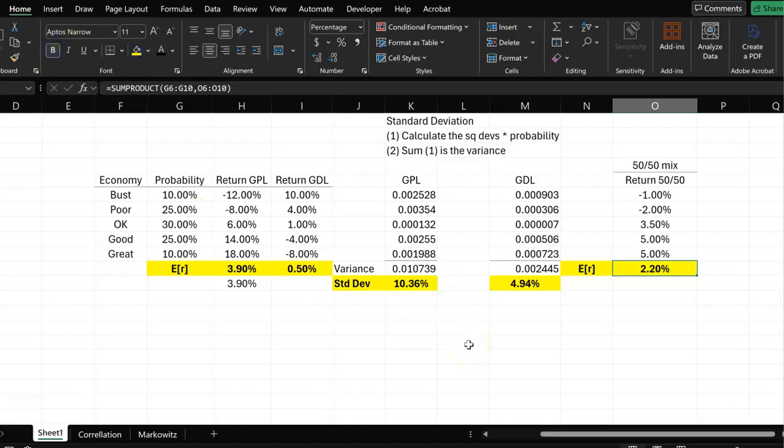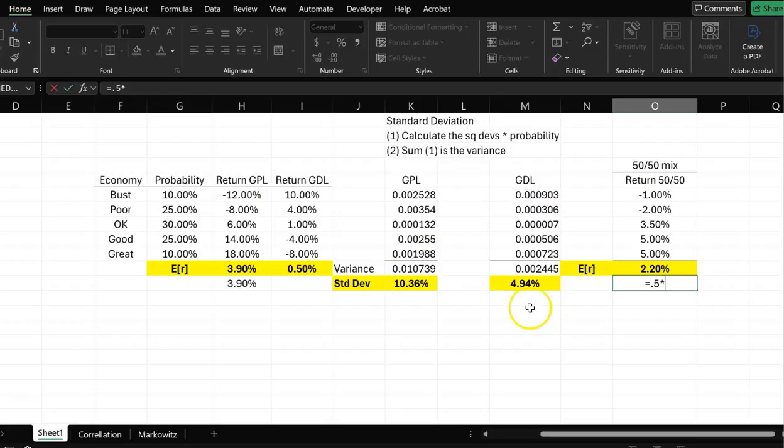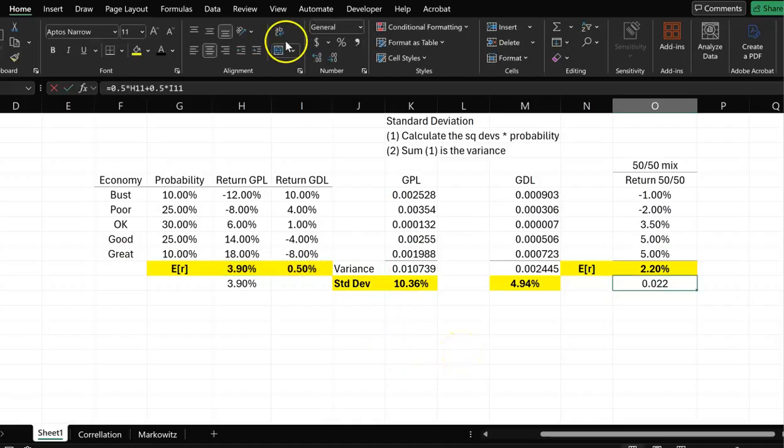Okay. Now, I want to point out that for the expected return, you can also just take a 50-50 mix of the other expected returns. So I'm going to just do that calculation here. I can take 0.5, half of my money's in GPL, so 0.5 times its expected return, plus the other half is in GDL, so 0.5 times its expected return. I should get the same number. And I do, all right? So I could also do it that way.